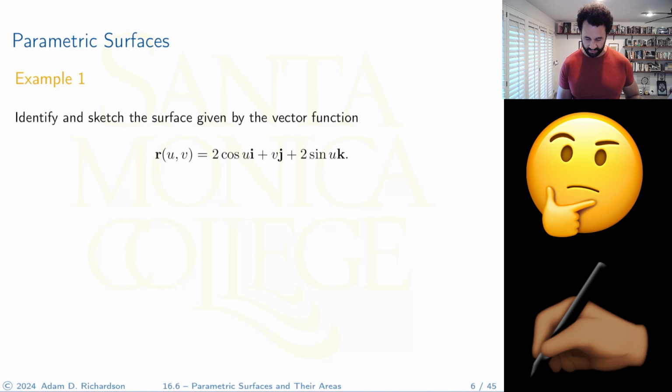What surface is described when the behavior in the I direction looks like this, the behavior in the J direction looks like this, and the behavior in the K direction looks like this.